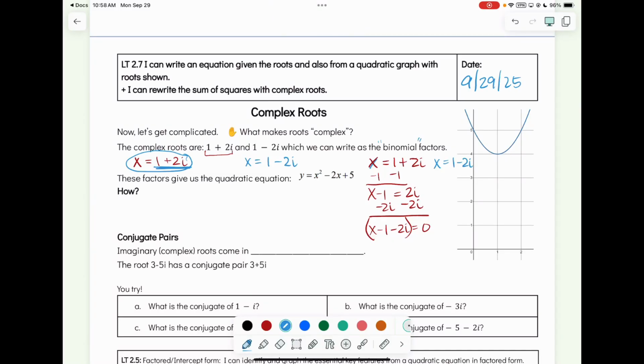Okay, so for x equals 1 minus 2i, you start moving everybody to the left so we can make the right side equal to 0 and everybody's on the x side. So you can write it as a factor: x minus 1 equals negative 2i. Then I would have to add 2i to both sides. Then we get x minus 1 plus 2i equals 0. There's the other factor, okay? So these factors give us the quadratic equation, y equals x squared minus 2x plus 5.